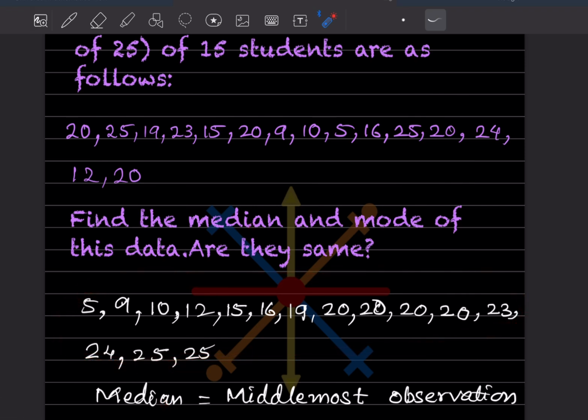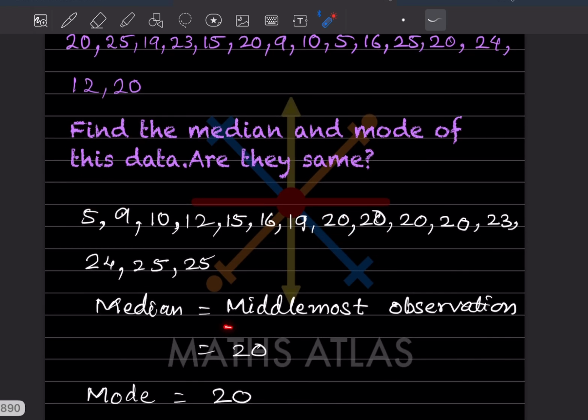So how many numbers do we have? We have 15. So let's see: 1, 2, 3, 4, 5, 6, 7, 8, 9, 10, 11, 12, 13, 14, 15. So 15 means 7 here and 7 here, and this is the middlemost one because 15 is an odd number. So 1, 2, 3, 4, 5, 6, 7. After 7, this is the 8th observation. That is 20. So the median is the middlemost observation, that is 20.